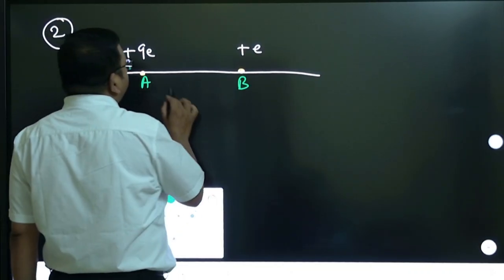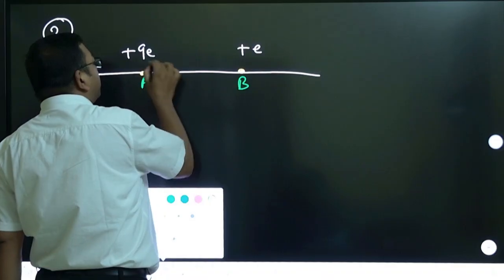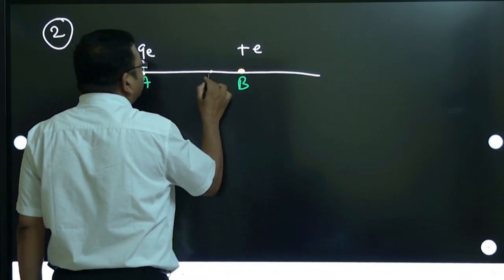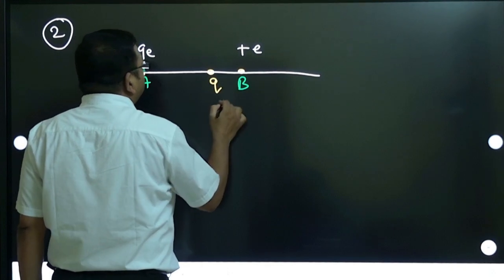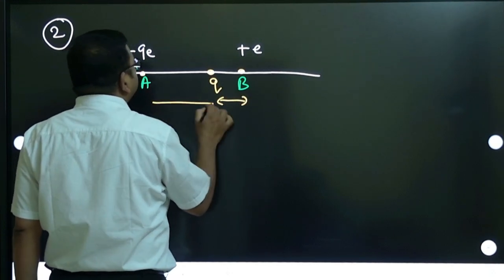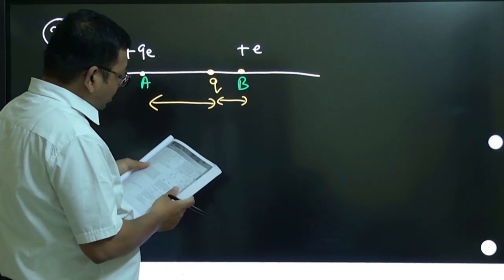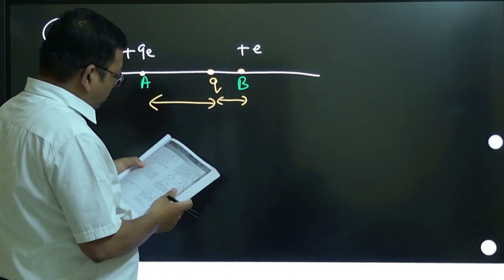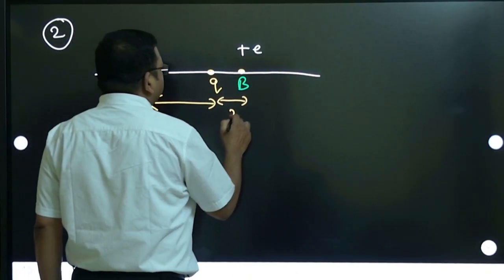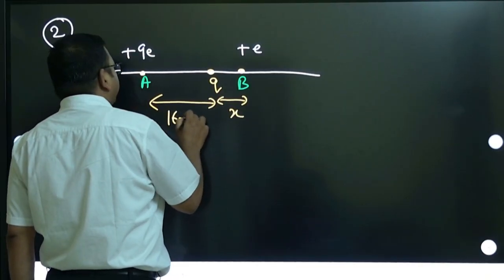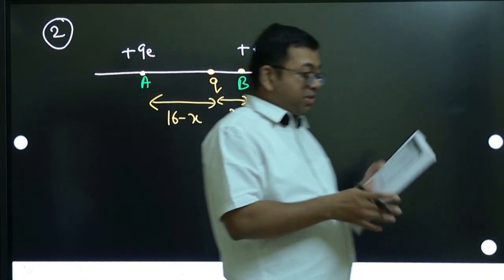And where should you keep it? Definitely you should not keep it near the larger charge, you have to keep it near this one. Let us say this distance and this distance, you have to assume something. Have they given the total distance? Yes, the total is 16 centimeter. So let us say from here this is x, then this will be 16 minus x. Remember this is in centimeter.